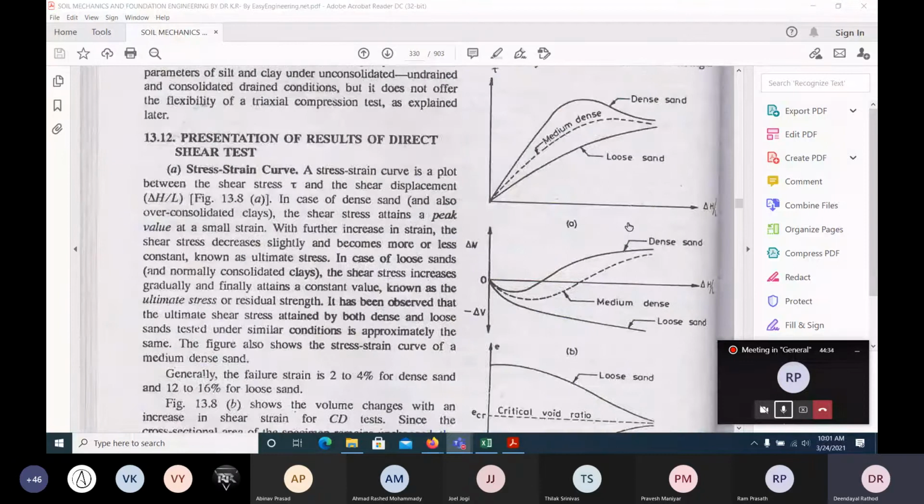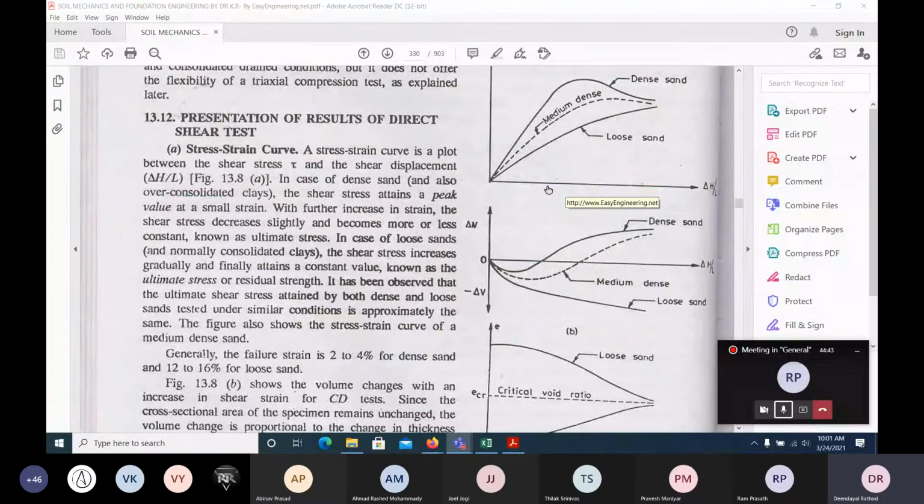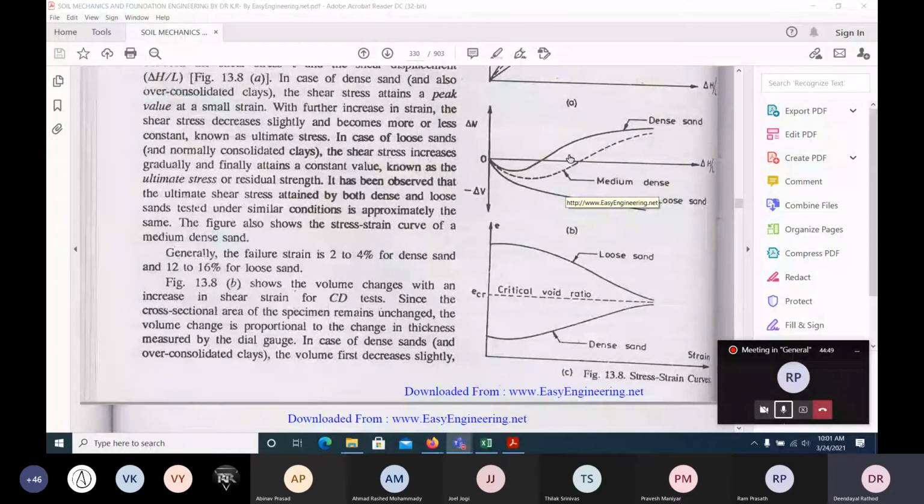So these graphs you should remember. Read it again. Anyway, this is how Mohr-Coulomb have defined these things. They may ask in competitive exams how it would be for dense soil, and how it would be for a medium sand, and so on.